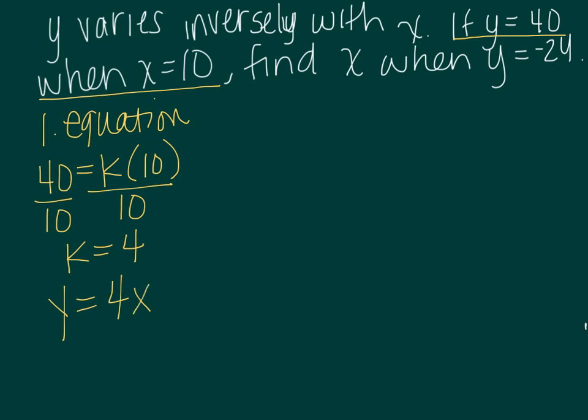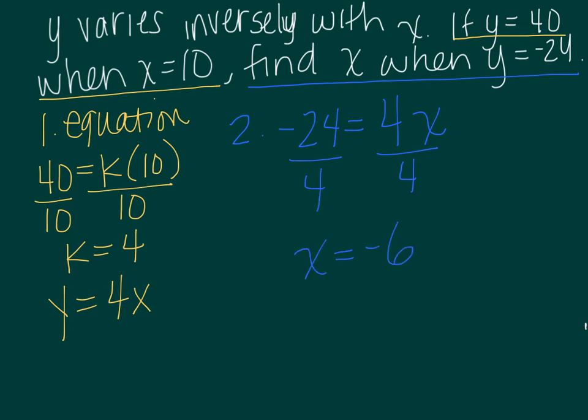Now I'm going to use that second part to figure out what x is. So find x when y equals negative 24. So I'm going to say negative 24 equals 4 times x. Now I'm just going to solve for x. I'm going to divide both sides by 4. So x equals negative 6. So that is my final answer.